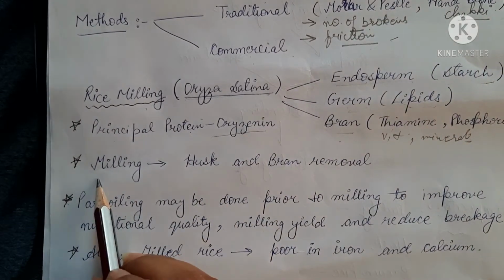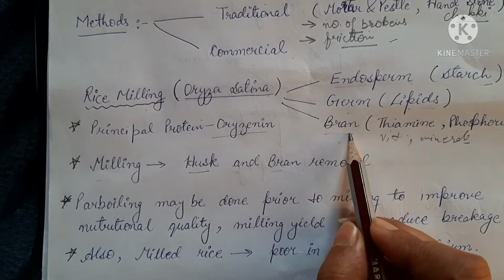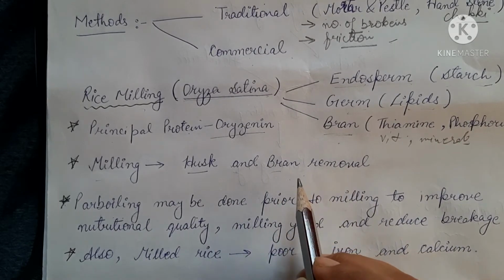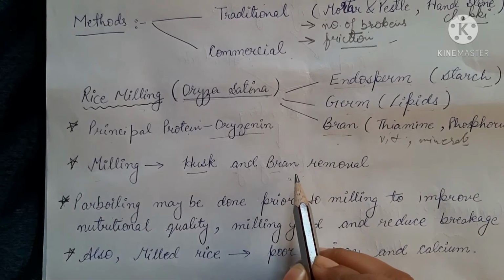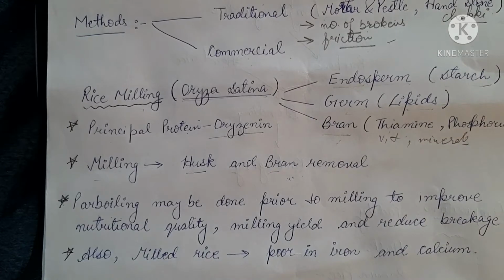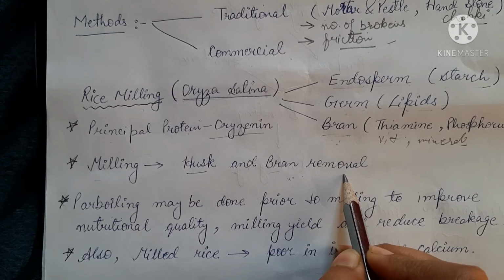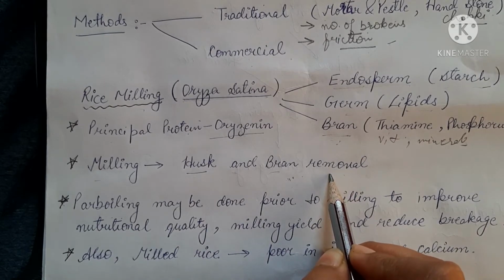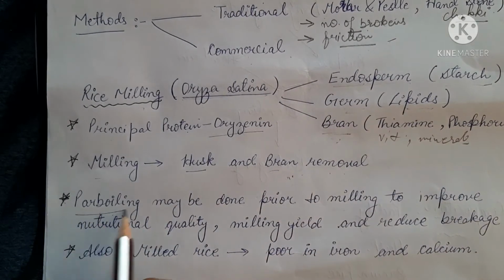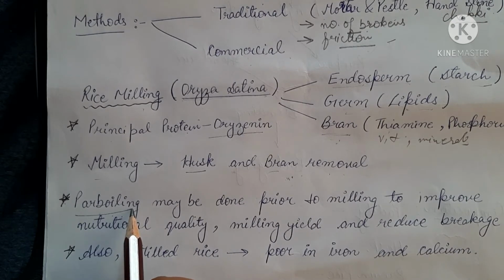And when milling is done, what happens? The husk and the bran are removed. Bran is removed when we need to polish the rice, when we need to produce white rice, right? Brown rice contains bran. When bran is removed during milling, what happens? All the nutrients also get removed with it. So to avoid the reduction in the nutritional quality of the rice, what we do is parboiling. I've already made a lecture on that; you can go and look through that video.